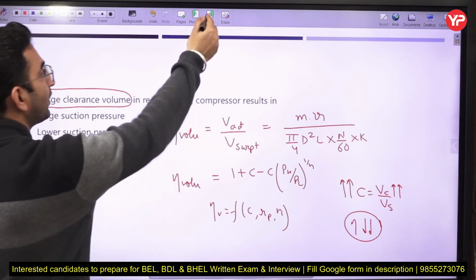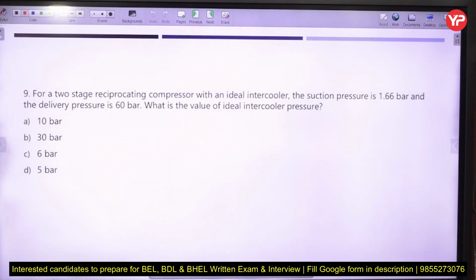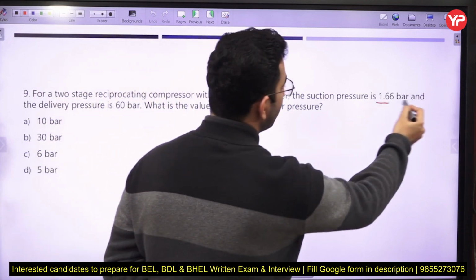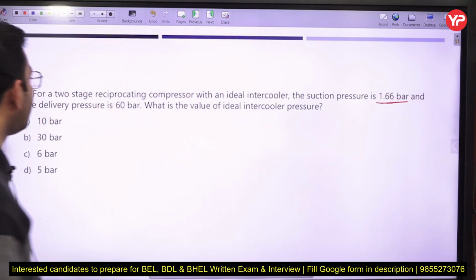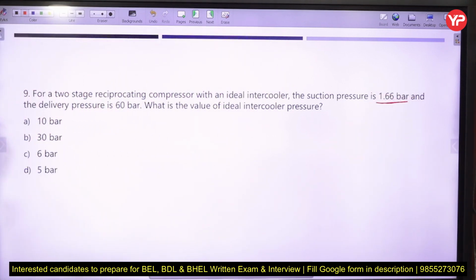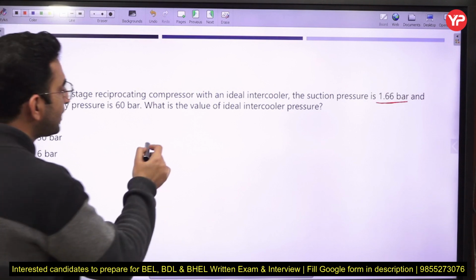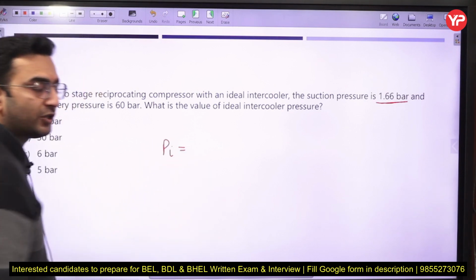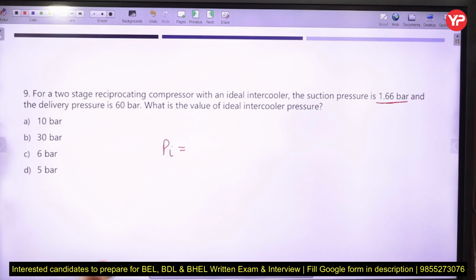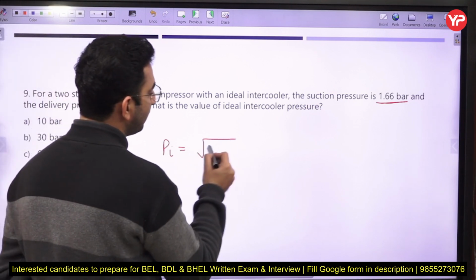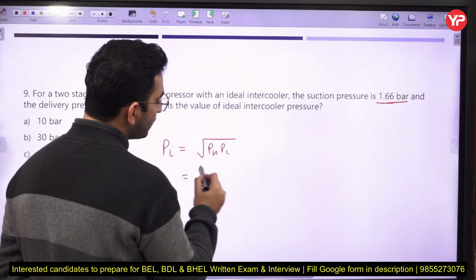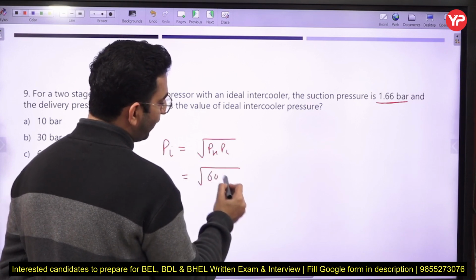Next question. For a two-stage reciprocating compressor with an ideal intercooler, the suction pressure is 1.66 bar and correspondingly the delivery pressure is 60 bar. What is the value of the ideal intercooled pressure? That's a very simple case. In this case, you can simply calculate the value of the intermediate pressure by taking the geometric mean of the higher as well as the lower pressure. So here we have a higher pressure, here we have a lower pressure. Just put all the values and you will get your final answer.